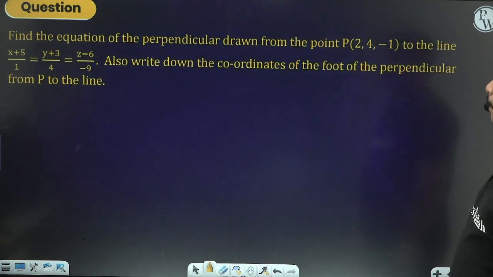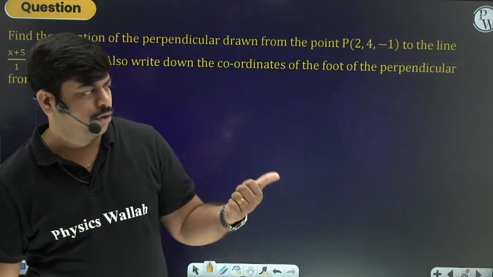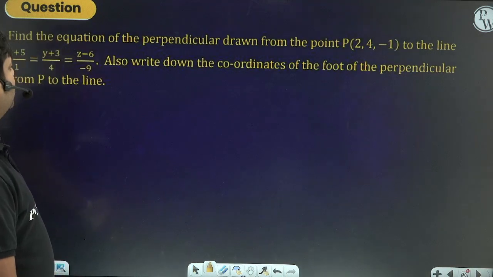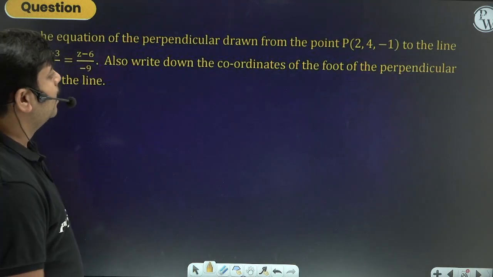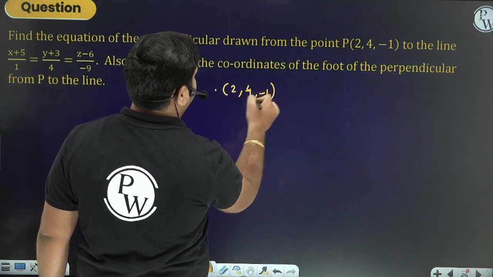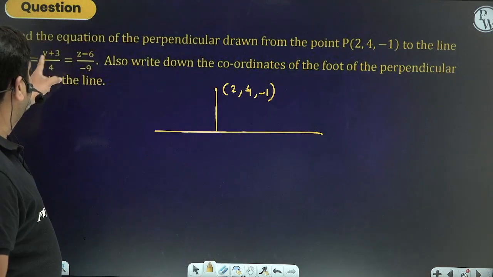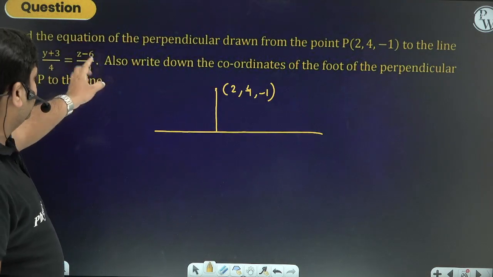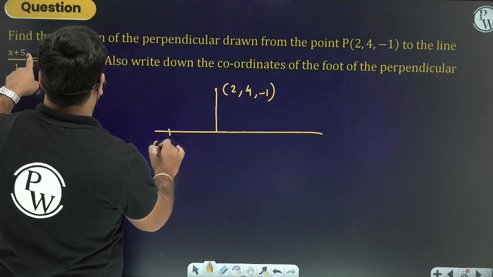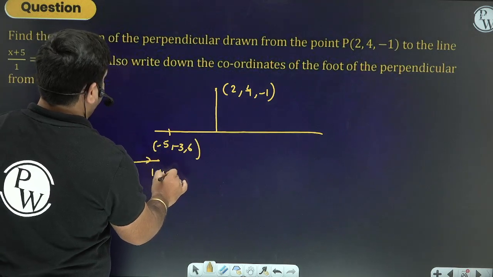Find the equation of the perpendicular drawn from the point 2, 4, minus 1 to the line. Also write down the coordinates of the foot of the perpendicular from P to the line. The same kind of question we already saw before. So once again, from the point 2, 4, minus 1, we are drawing a perpendicular to the line (x plus 5)/1 equals (y plus 3)/4 equals (z minus 6)/minus 9. That means a point on this line can be written as minus 5, minus 3, 6, and the direction is parallel to 1, 4, minus 9, that is the DRs of that.